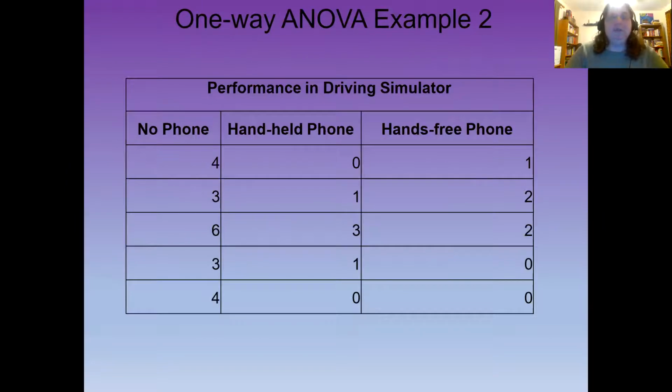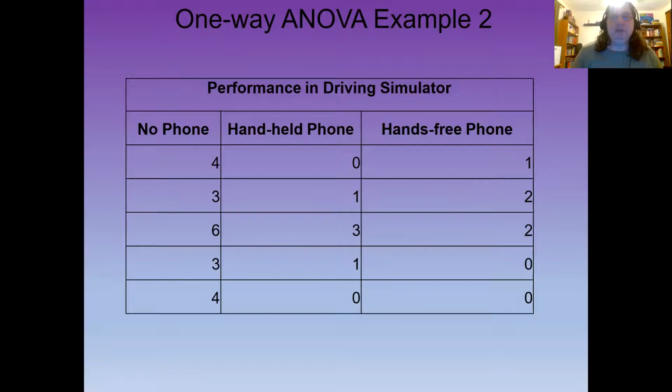So here's the example I was just talking about, performance in a driving simulator. And we have the people who either use no phone, a handheld phone, or a hands-free phone. Okay, so this is an ANOVA example, right? And so in this example, we have 1, 2, 3, 4, 5 people in the no phone group, 5 people in the handheld phone group, and 5 people in the hands-free phone group.